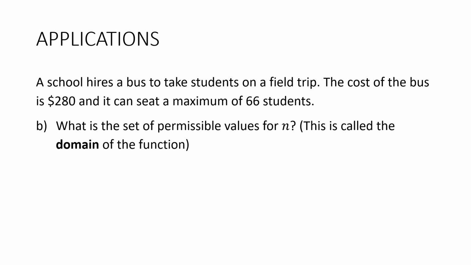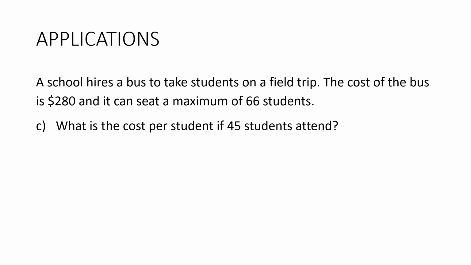B, what is the set of permissible values for n? Now this is called the domain of the function, and we're going to get to that in our next lesson. Well, when we think about this, we can have all the way up to 66 students. It's not sensible to have 0 students, but we could have greater than 0. So n could go anywhere between 0 and up to and including 66.